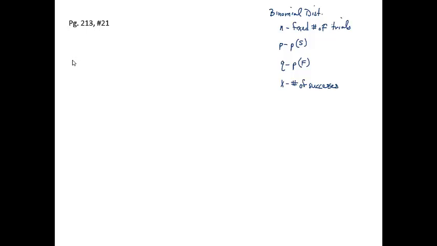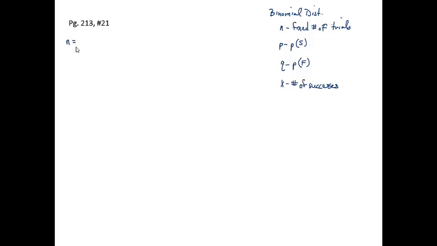Alright, so let's look at number 21. 55% of the U.S. households say they would feel secure if they had $50,000 in savings. Yes, I agree, I would feel so secure. You randomly select 8 households and ask them if they would feel secure if they had $50,000 in savings. Find the probability that the number who would say they would feel secure is exactly 5, more than 5, and at most 5. So let me write down our information.